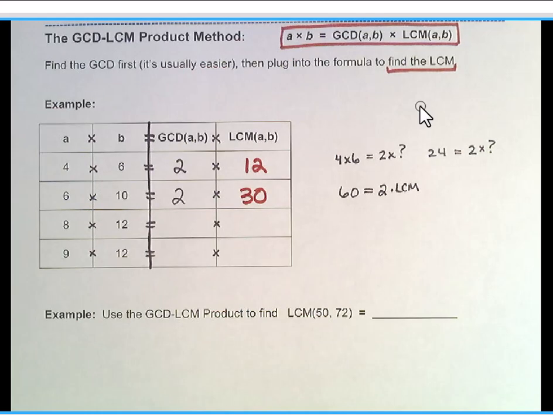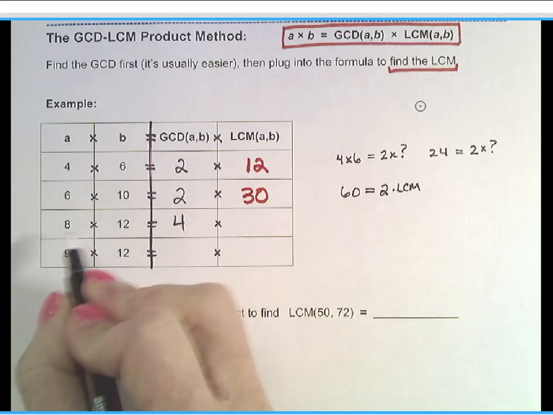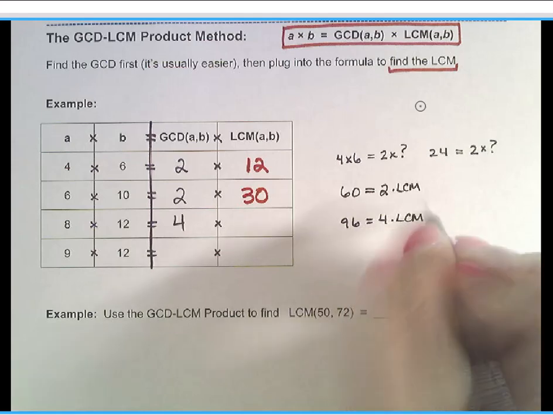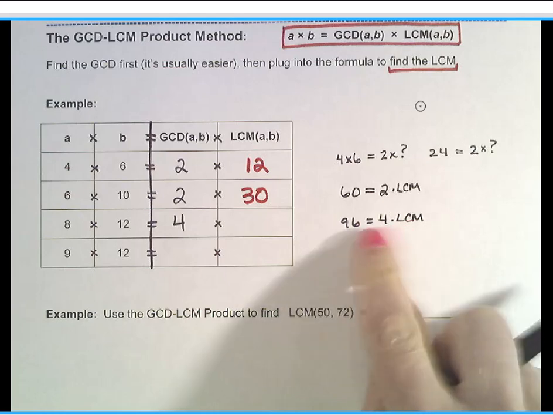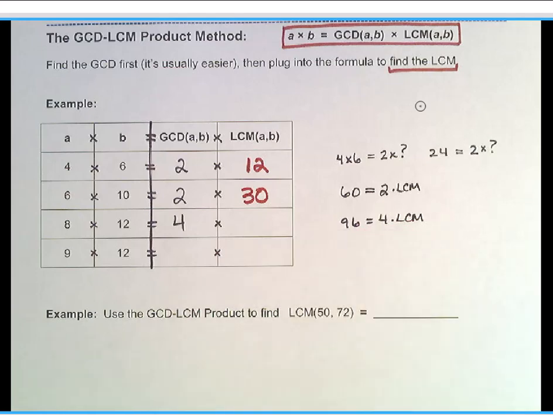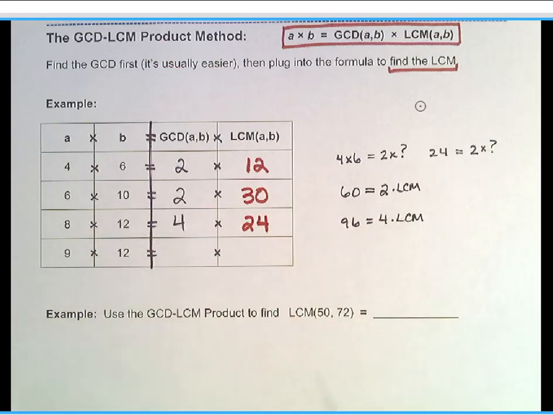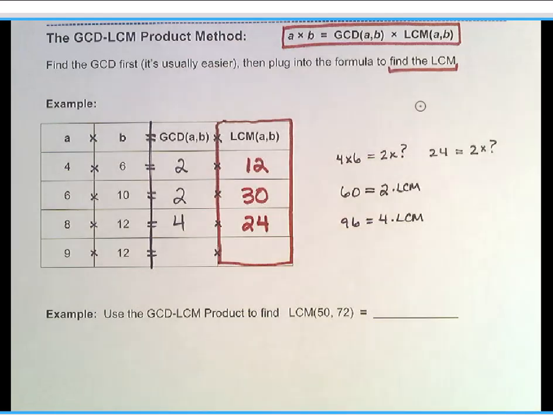How about 8 and 12? What's the biggest number that will divide into 8 and 12? Well, I know 2 will go in there. Oh, 4 will go in there. Will anything bigger divide into those? I don't think so. It's just 4. So we get 8 times 12, which is 96. 96 equals 4 times the LCM. So what would this number be? Well, you could divide both sides by 4 to find out, and you'll find out that it's 24. 8 times 12 is the same thing as 4 times 24. So see, all of our answers are over here in this column, really.